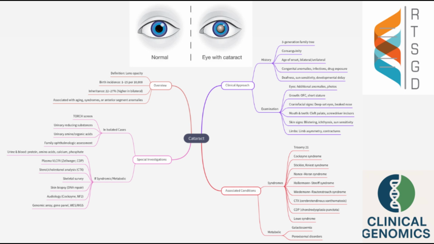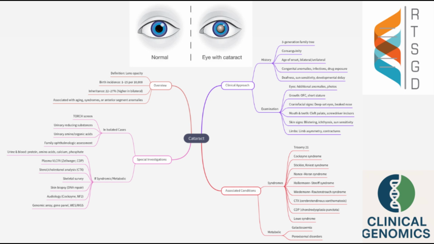condition. In the physical exam, we check more than just the lens. We look at the whole eye and the rest of the body. Growth problems, small head size, or short stature could be important signs. We examine the face for features like deep-set eyes or a beaked nose. The mouth and teeth are also checked. Things like cleft palate or unusual tooth shapes can help point to a diagnosis. The skin might show blistering, dryness, or light sensitivity. We also examine the arms and legs for asymmetry or tight joints. If there are no other symptoms, we call it an isolated case.